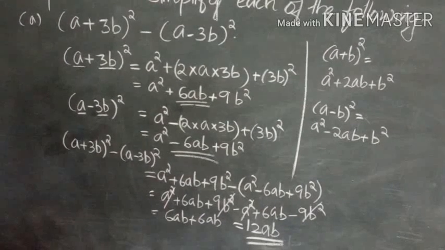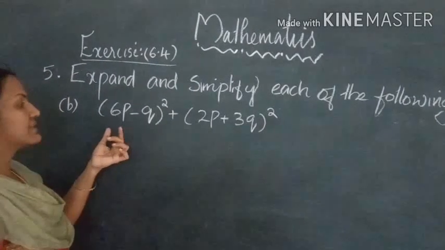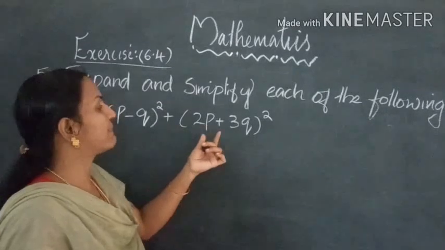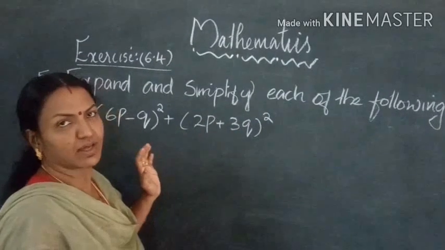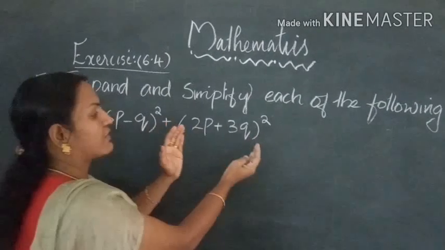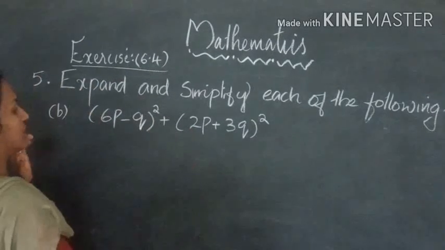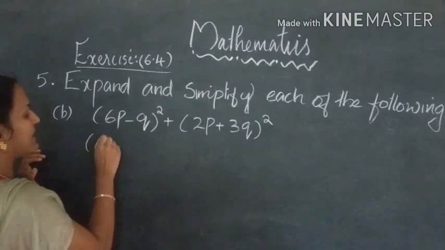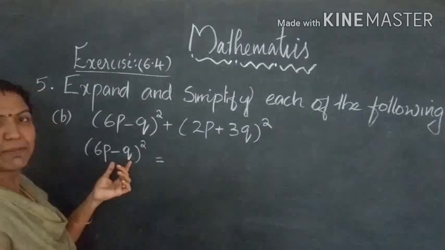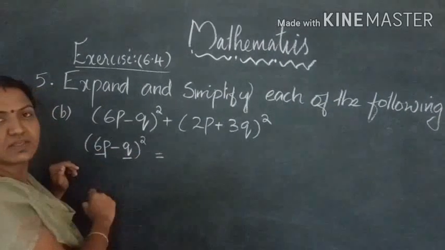Next, option B: (6p minus q) the whole square plus (2p plus 3q) the whole square. So this is of the form (a minus b) the whole square, and of the form (a plus b) the whole square. Okay, so expand these two terms. The first one, (6p minus q) the whole square, is of the form (a minus b) the whole square. So a is equal to 6p and b is equal to q.